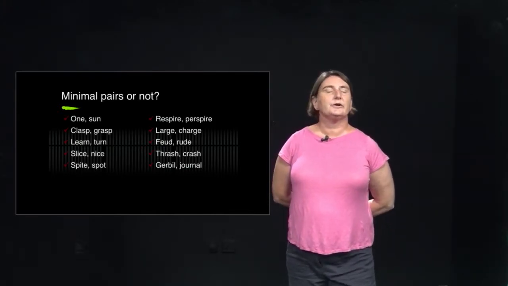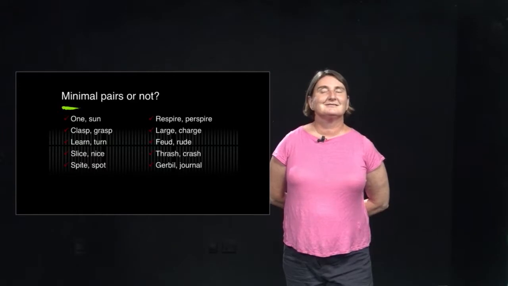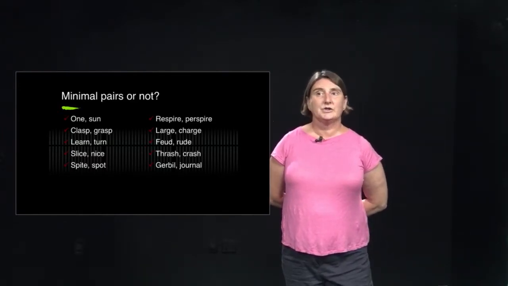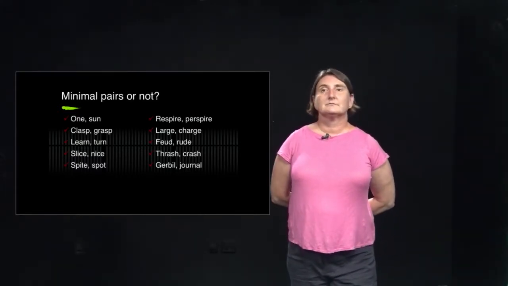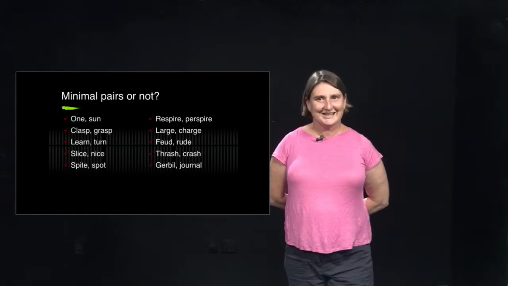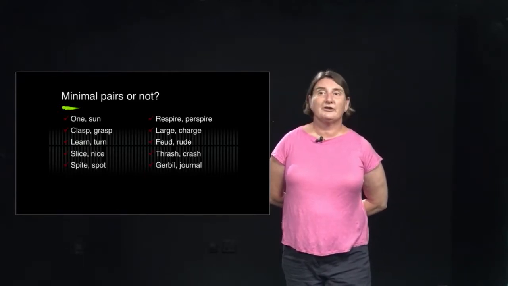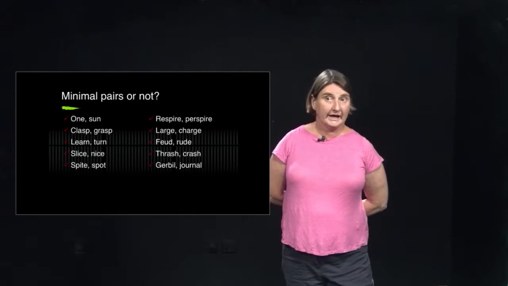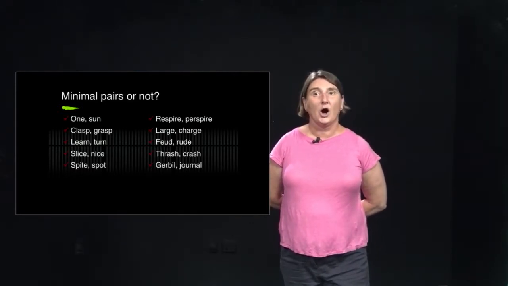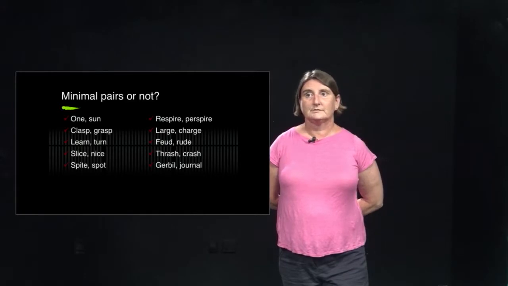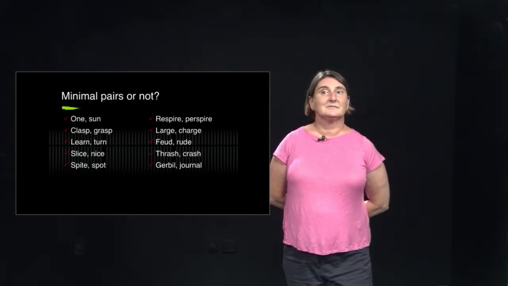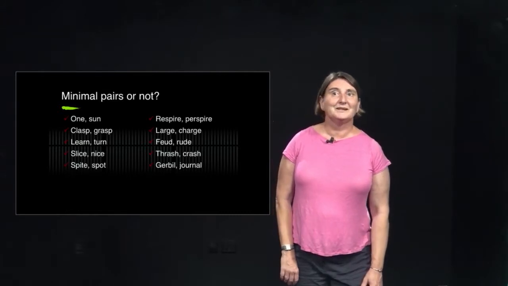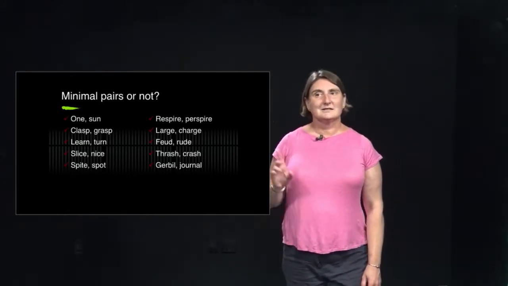Okay, learn and turn. What do you think? They are a minimal pair. Learn and turn. Okay, slice and nice. This is another, you might think it's a minimal pair, but in fact, we have SL versus N, so it's not the same number of sounds, so they are not minimal pairs. Spite and spot. Are they minimal pairs? The spelling makes it look like they're not, but in fact, they are. Spite, spot.